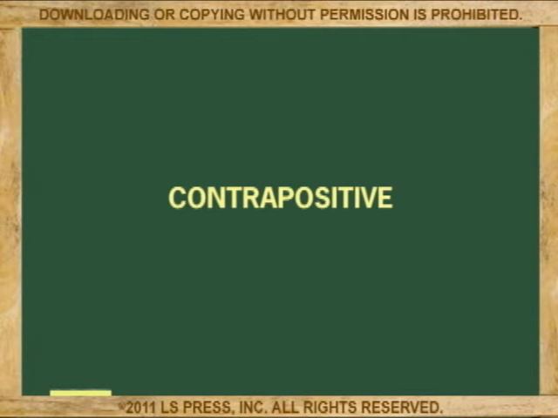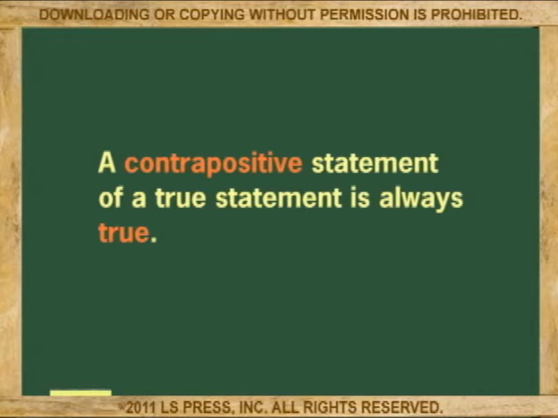The last type of statement is the contrapositive, which, again, is a statement with a negative spin. Before we say anything else, let's establish the following. A contrapositive statement of a true statement is always true.